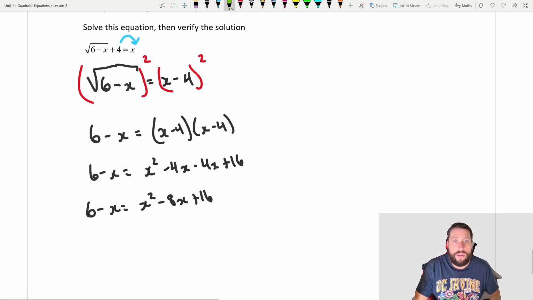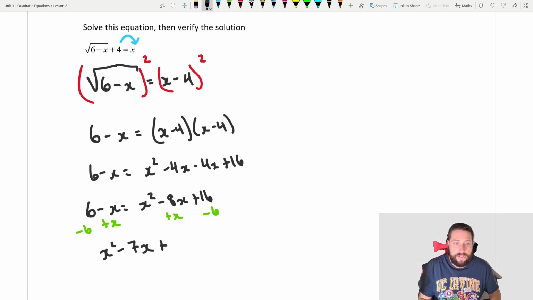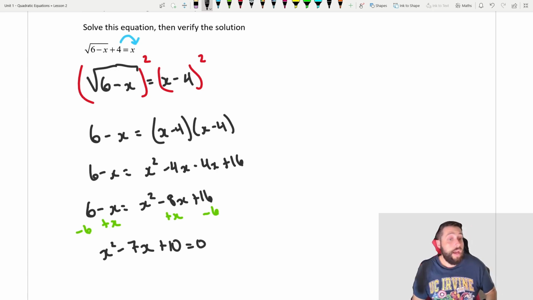We're going to move everything from this side over. So we're going to add x to both sides and subtract 6. So we're going to have x squared minus 7x plus 10 is equal to 0. Next we'll do the add and multiply. What adds to give you negative 7, but multiplies to give you positive 10? Well, in that case, it's going to be negative 5 and negative 2.